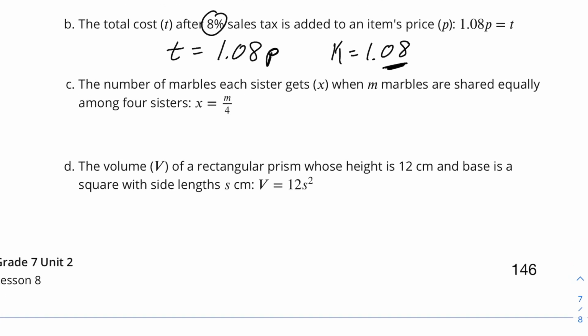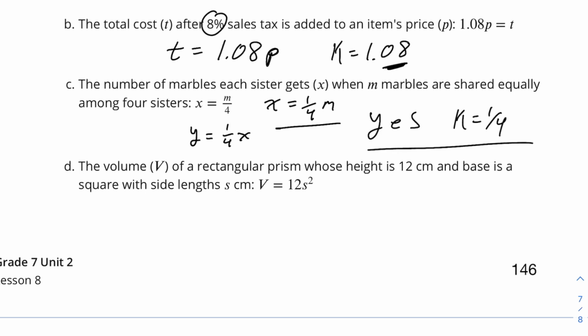Part C. The number of marbles each sister gets, x, when m marbles are shared equally among 4 sisters. x is equal to m over 4. Now, even though we don't have the letter y here, we can think of this as y is equal to 1/4 x. We have x is equal to 1/4 m. Remember, dividing by 4 is the same thing as multiplying by a fourth, so that is in the correct form. Yes, that is proportional, and k equals 1/4.